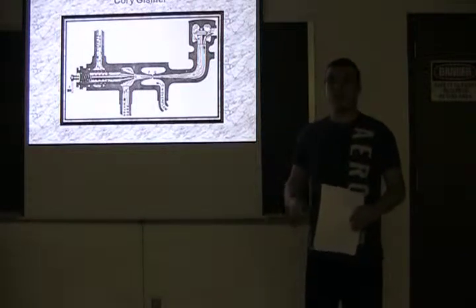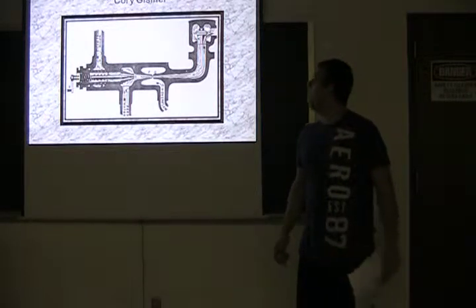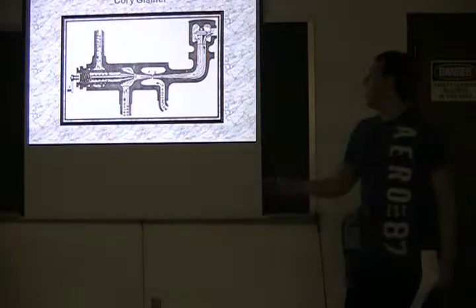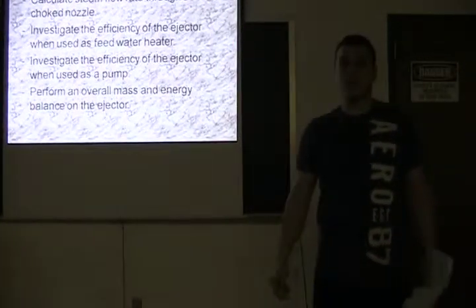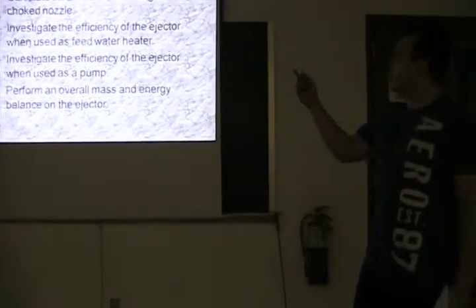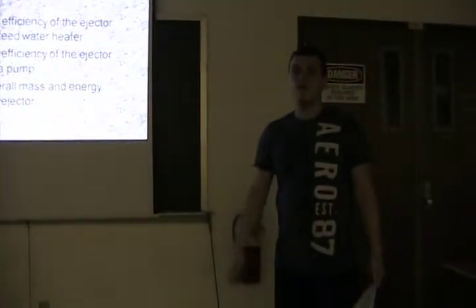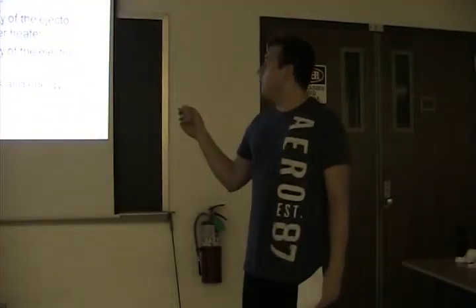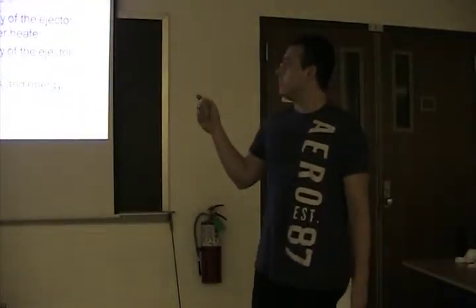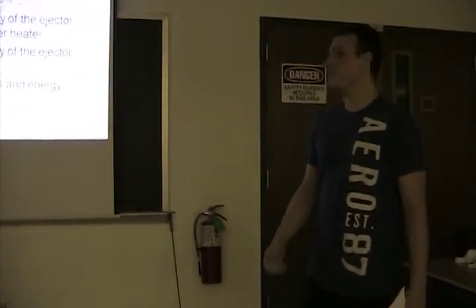All right, Corey Geisner, I'm doing experiment 1, which is going to be the steam ejector. To start off, here are the experiment objectives. We're going to calculate the steam flow rate through a choke nozzle, investigate the efficiency of the ejector when used as a feed water heater, investigate the efficiency of the ejector when used as a pump, and perform an overall conservation of mass and energy in the system.